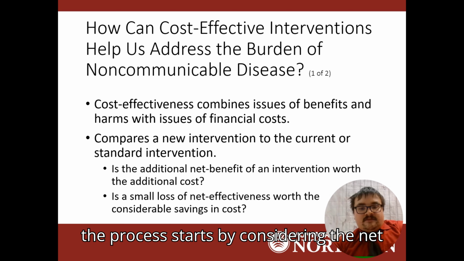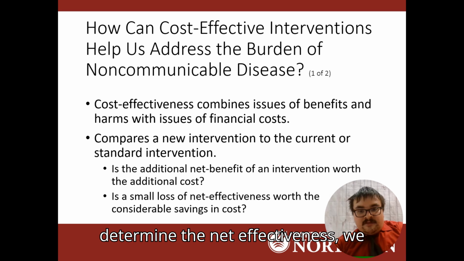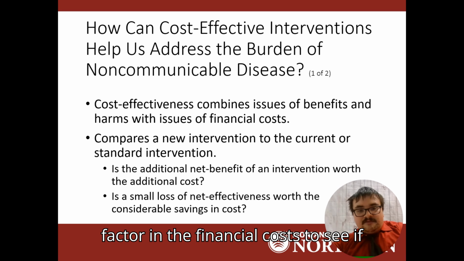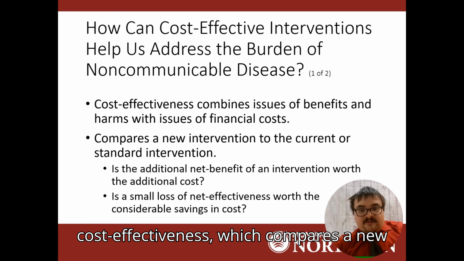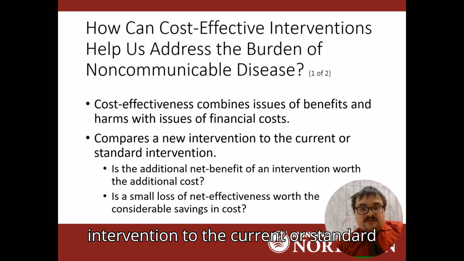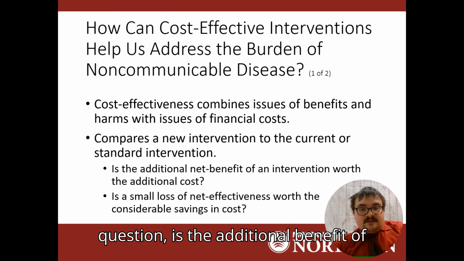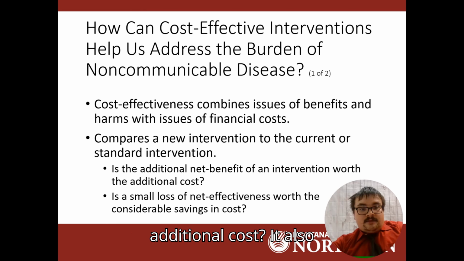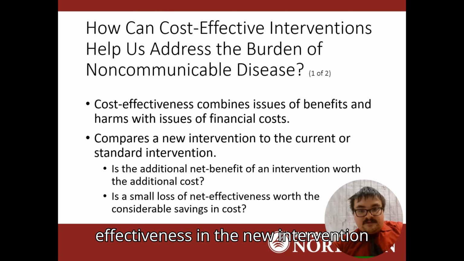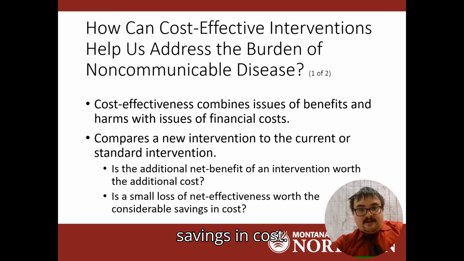And the process starts by considering the net benefits of an intervention, so benefits minus harms, to determine its net effectiveness. And once we determine the net effectiveness, we factor in the financial cost to see if the intervention is truly worthwhile. We also have incremental cost effectiveness, which compares a new intervention to the current or standard intervention. And it usually asks the question, is the additional benefit of this new intervention worth the additional cost? It also evaluates whether a small loss of effectiveness in the new intervention could still be justified by considerable savings in cost.